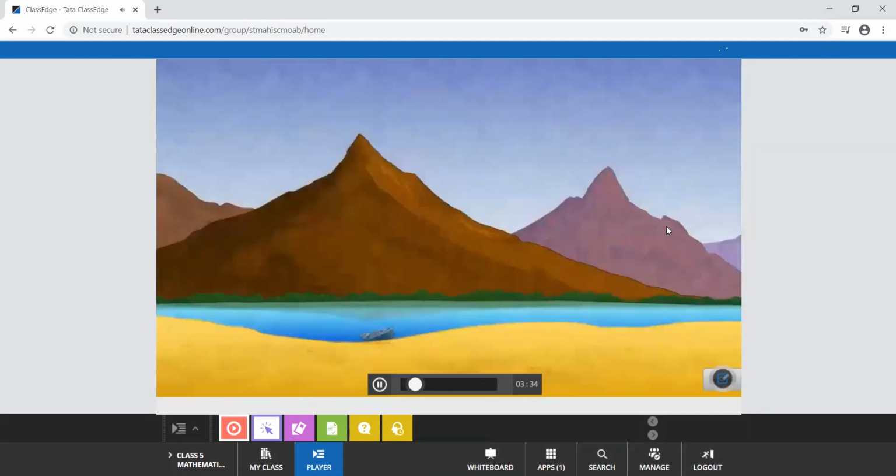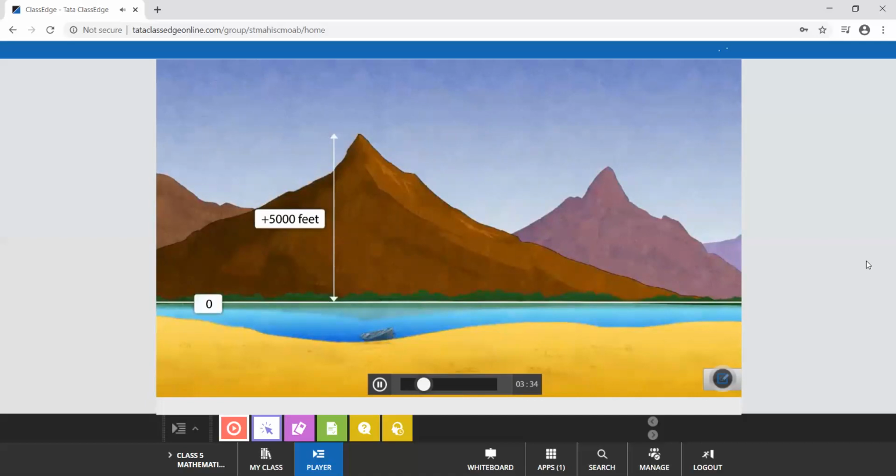Look at this beautiful mountain beside the sea. When we measure the height of the mountain, we measure its height from the sea level. The sea level is taken as 0 for the sake of measuring height.